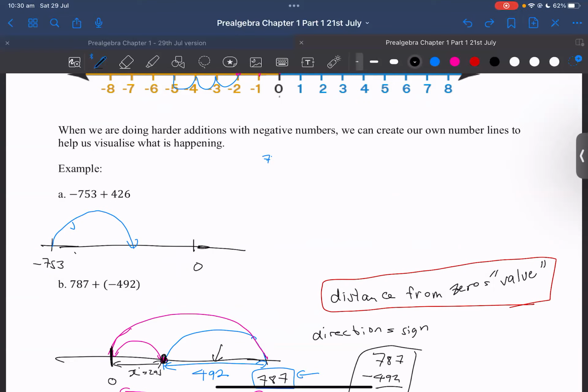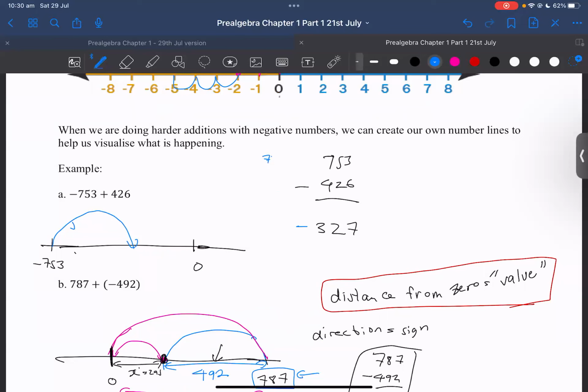But since we're going closer to zero, we should be thinking we're making the number smaller in value. So instead of doing negative 753 plus 426, we should be subtracting it instead of adding it to make the number smaller, right? So don't worry about the distance. Just think, since we're making the number smaller, I'm going to subtract the value, and then figure out what that is. It's 327, and you realize it's still to the left. Therefore, it's negative.